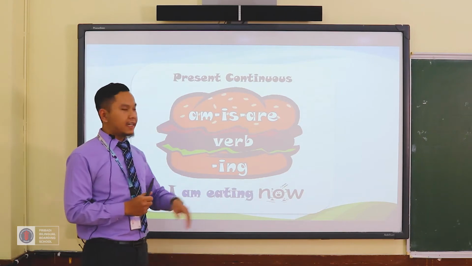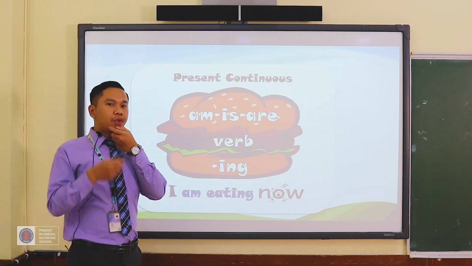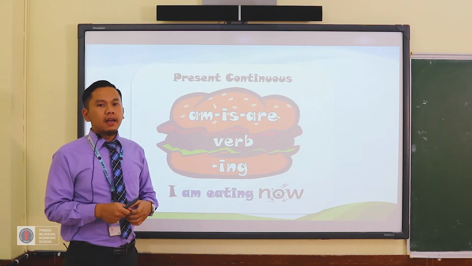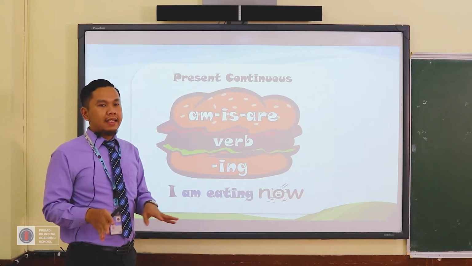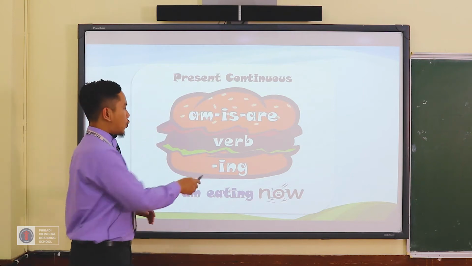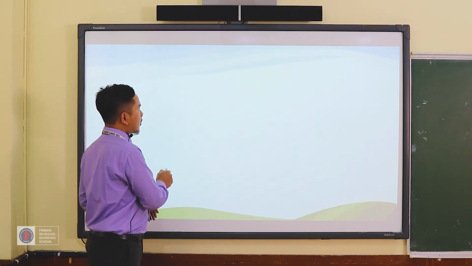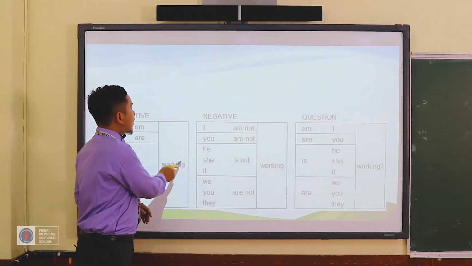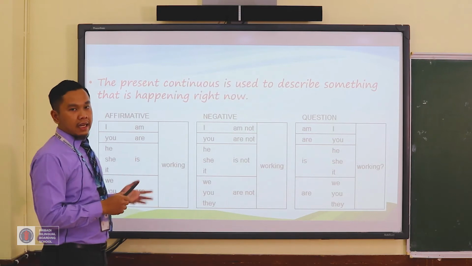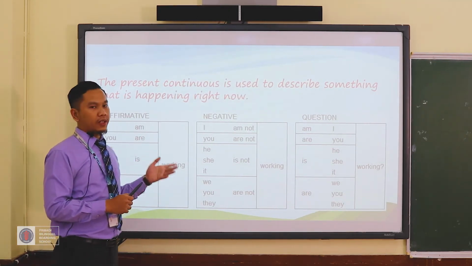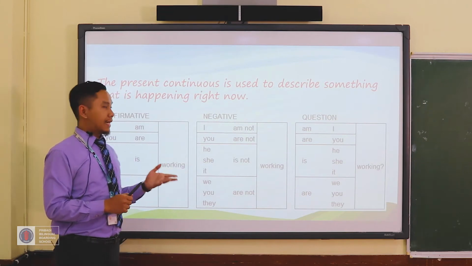Example, I am eating now. So it means that you are eating, or I am teaching. Mr. Ori is teaching. You are learning. It means that it talks about something happening now. Okay, so now let's have a look and have a brief review about how the sentence is formed when we talk about something happening now.